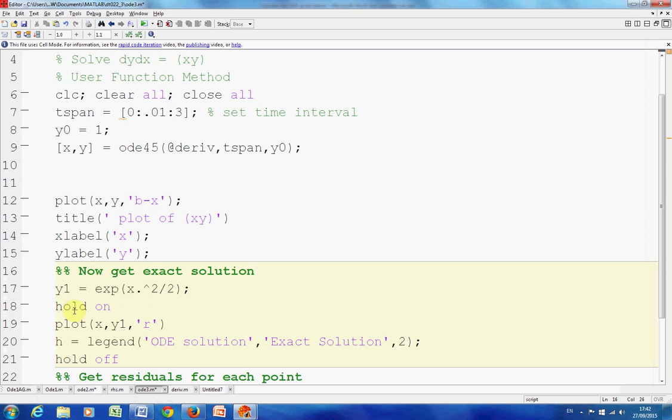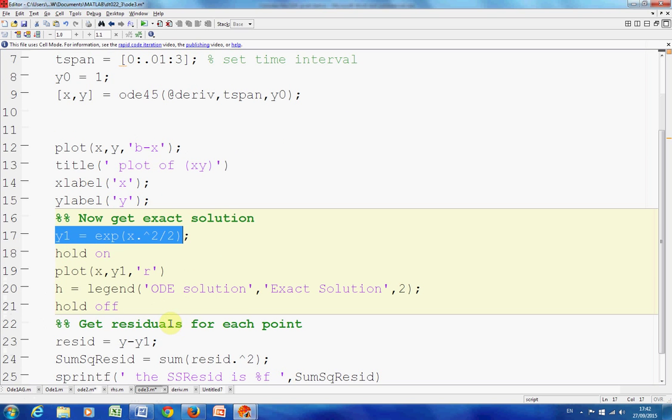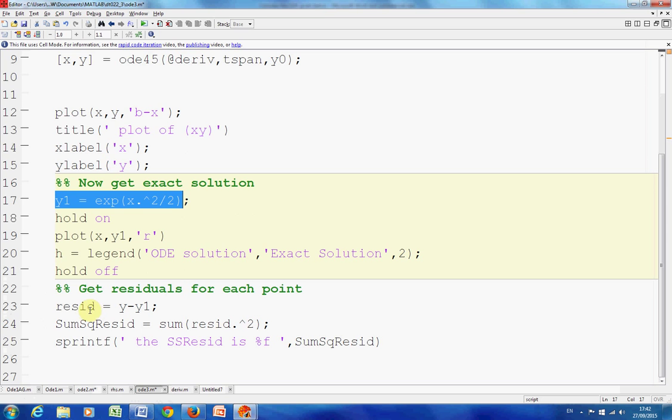Compare the exact solution. Now hold on, this confuses students a little bit. We're keeping the present figure, and what's the present figure? Well, when I run it, it's this plot here. So that's kept in focus. And now I plot x, which is 0 to 3 in steps of 0.01, and y1 is the exact solution. So we've got the exact solution for every single point. I'm going to plot that in red. I'm going to put on a legend like so, with 2 for the northwest quadrant, and hold off is to release it. Then we'll get to lines 23, 24, and 25.